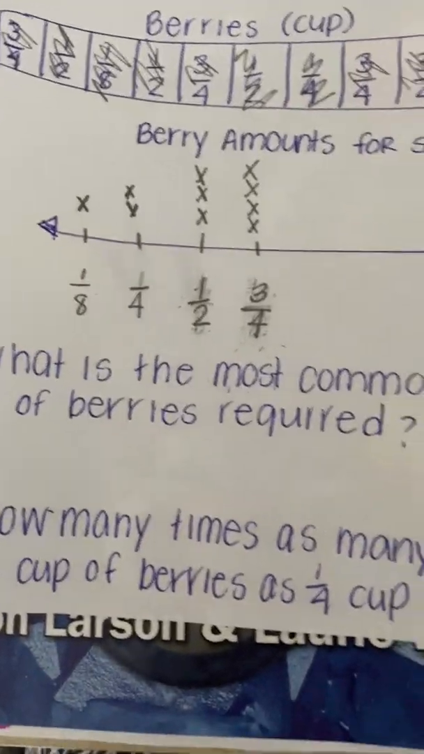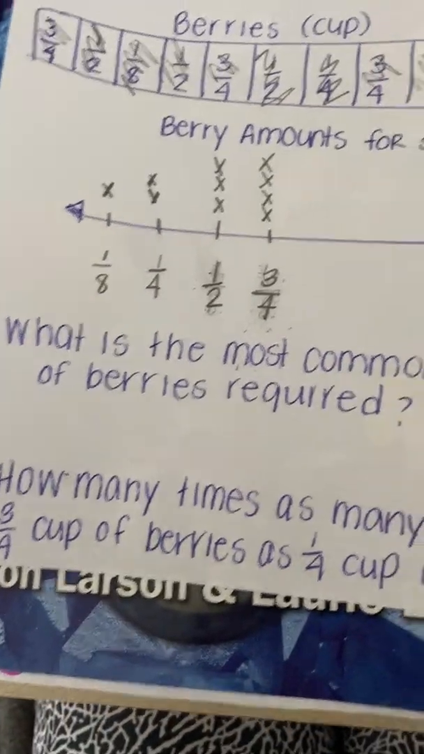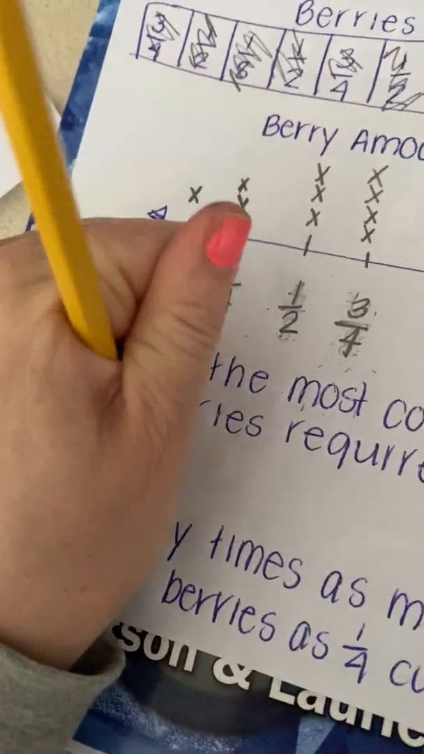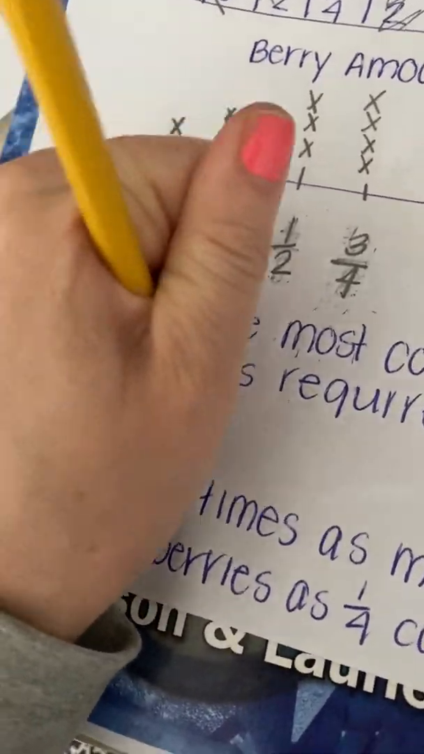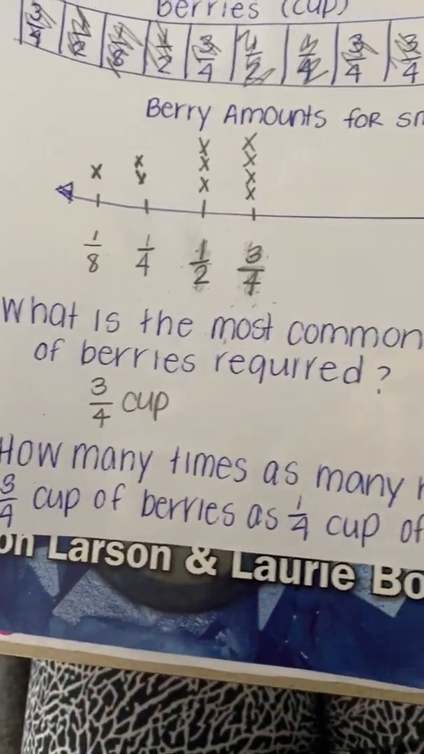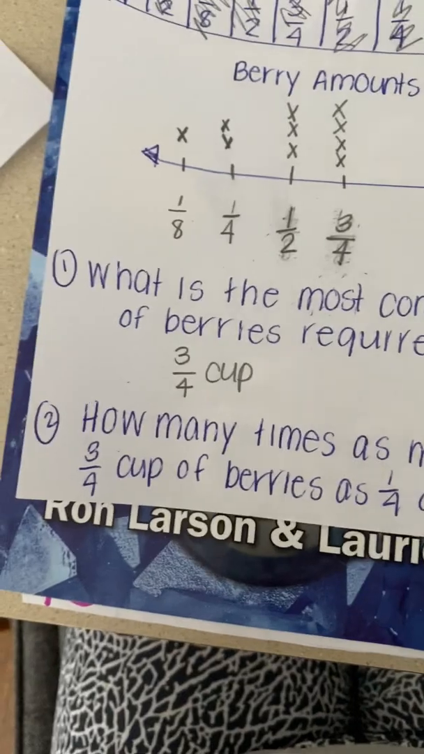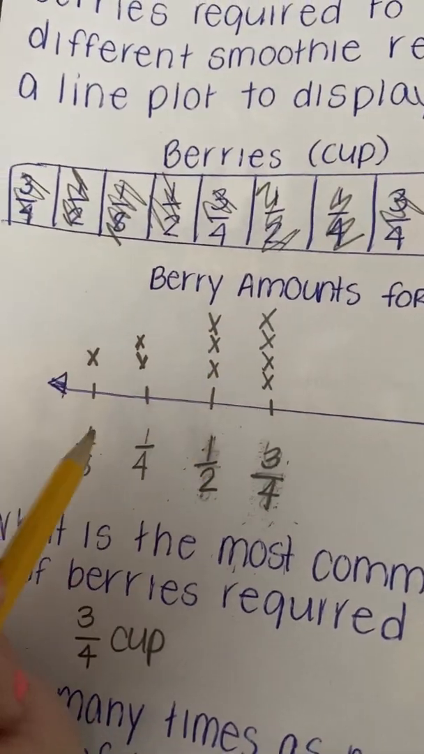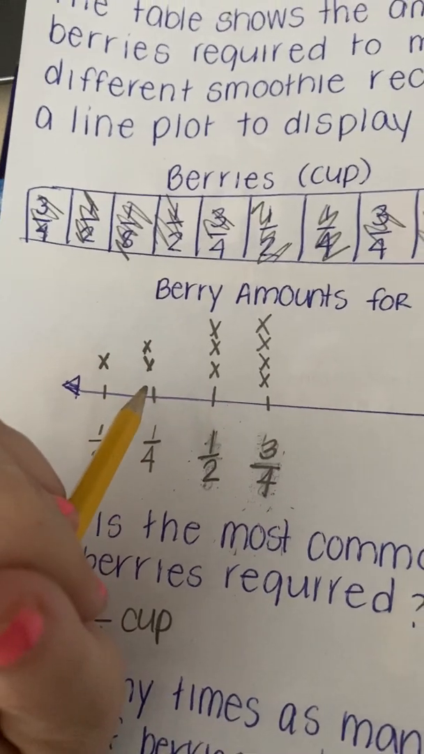Now I have to answer my questions. What is the most common amount of berries used? My most common would be 3/4 of a cup, because there's the most, there's 4 of those. How many times as many recipes use 3/4 of a cup as 1/4 of a cup? So 3/4 I have 4, 1/4 I have 2. So it's saying how many times.